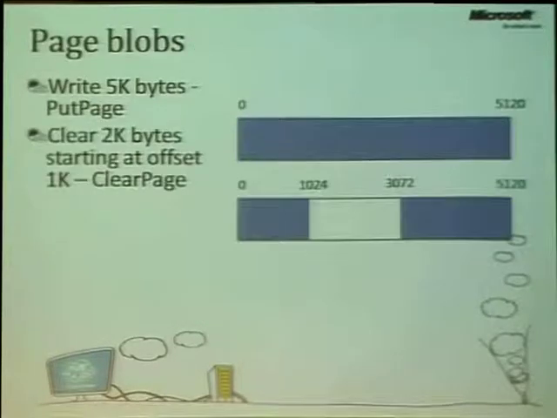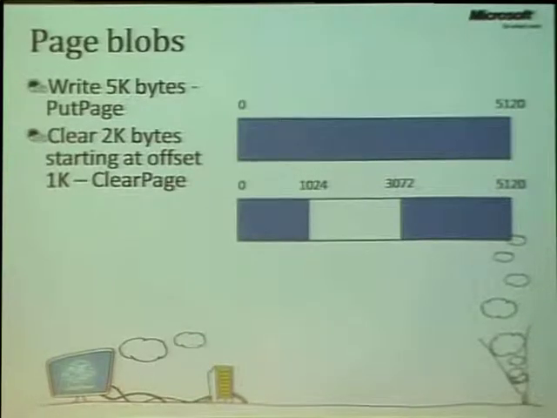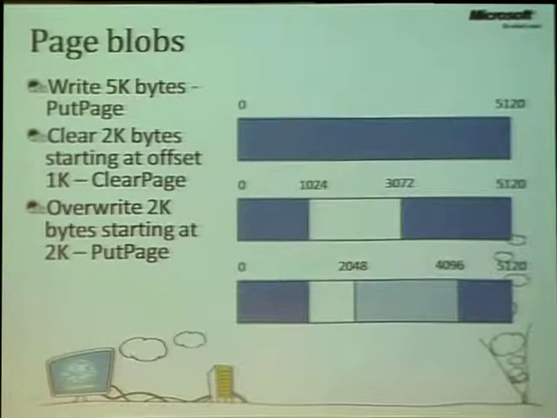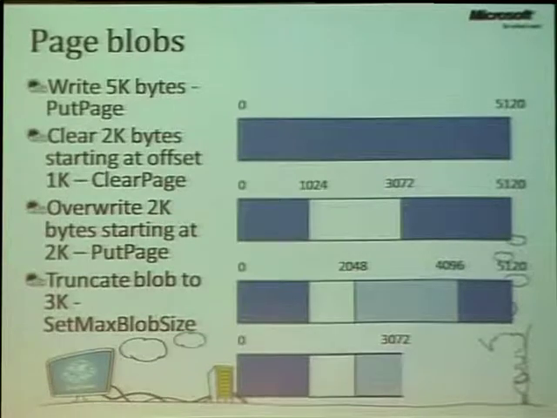When you look at the 5K, I write first, then I clear a string in the middle range, then it is taken out, then I override again using some other data, then I come back and truncate my size into a smaller chunk. I am able to do all this. So at a high level, you need to understand there are two types of blobs, block blob and page blob.